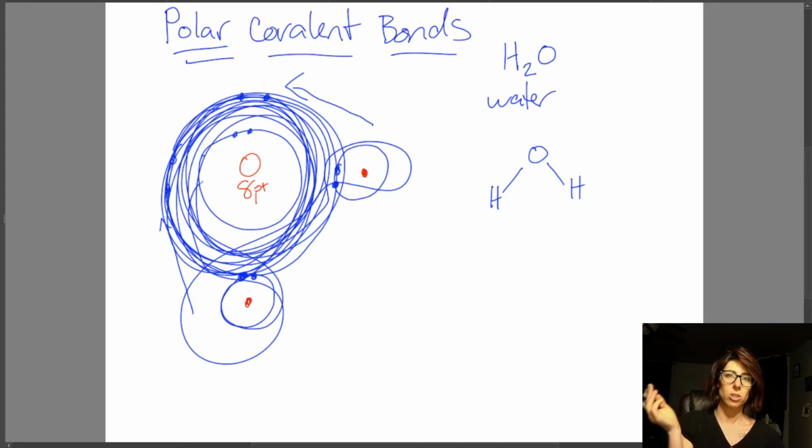Now, because electrons are negatively charged, that makes the oxygen have a slightly negative charge. It's not a full negative charge the way it would be with an ionic bond, right? Like chlorine just completely took an electron away from sodium and they're not sharing it at all.